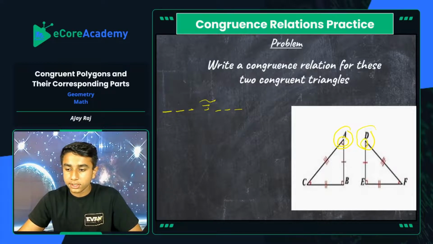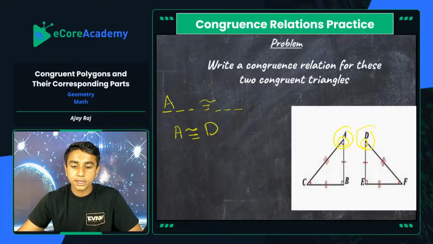So we're going to look and see that A is congruent to D. So we'll say that A is congruent to D. So that means A goes first, and D also goes first since they're both in the corresponding positions.